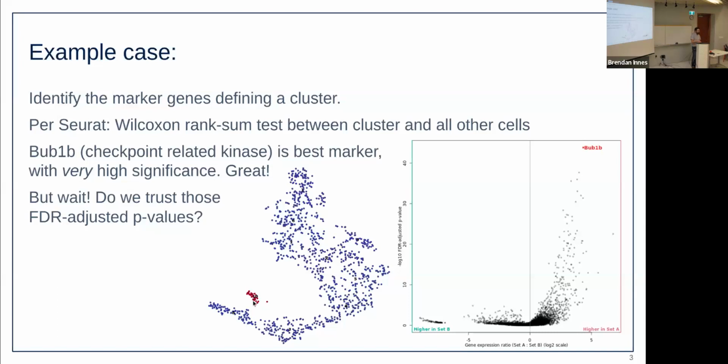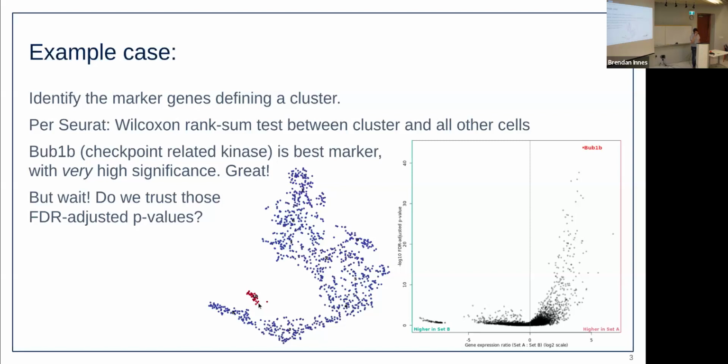What Seurat's doing under the hood in their find markers method is they're actually just running a Wilcoxon rank sum test on the difference between gene expression of each gene in red versus the blue. And so the output is this volcano plot here with gene expression ratio or log fold change on the x-axis and your FDR adjusted p-value logged on the y-axis. And here we go. We've got BUB1, a checkpoint kinase gene, being the strongest marker for this cluster.